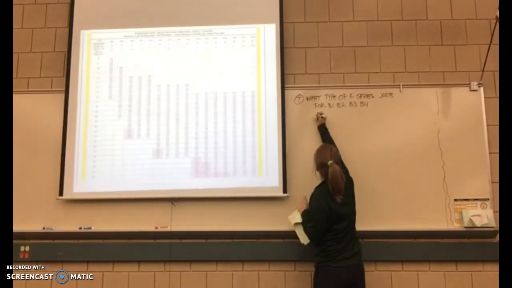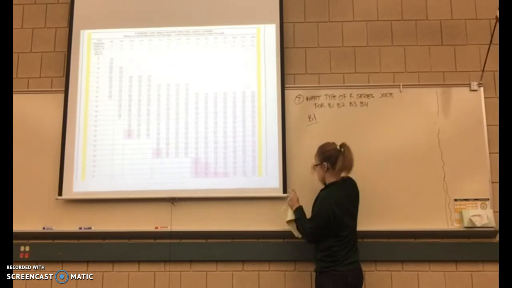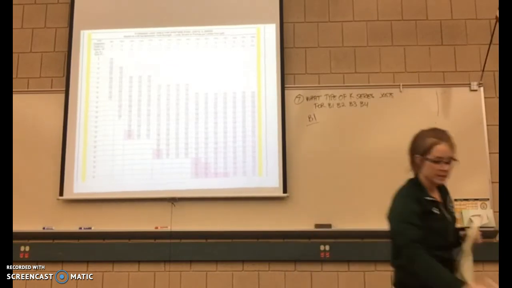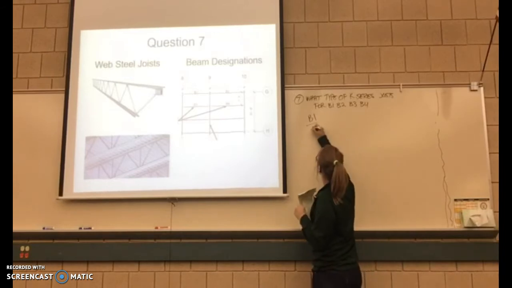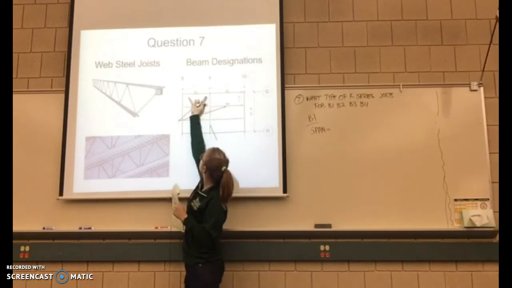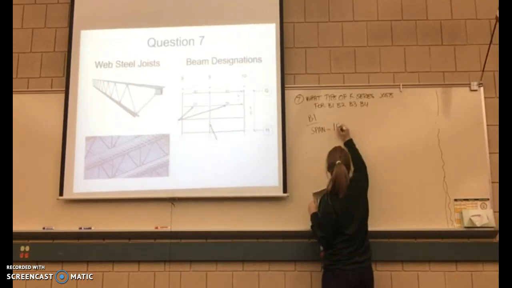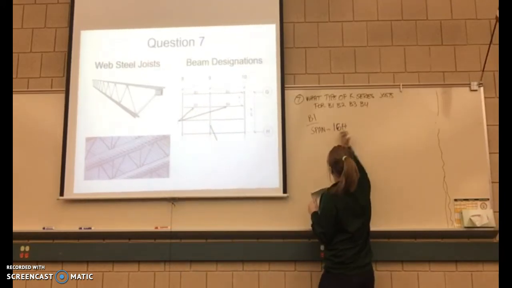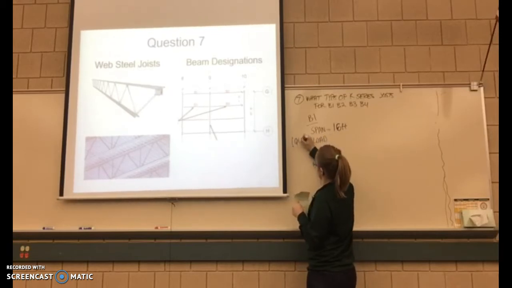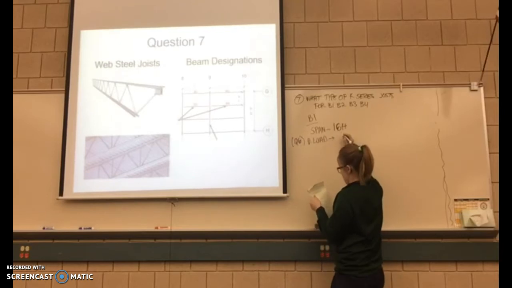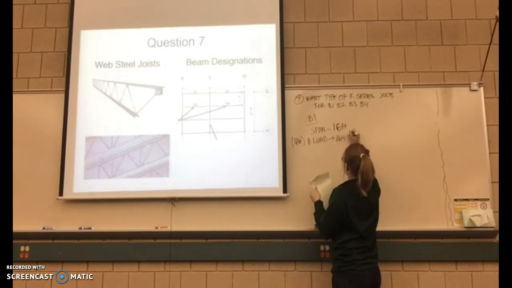So beam 1. I'll go back to my diagram. So beam 1, it's an exterior beam. It has a span, so how long is it? This beam is 16 feet. And it has a uniform load that I found in question 6 of 164.5 pounds per foot.